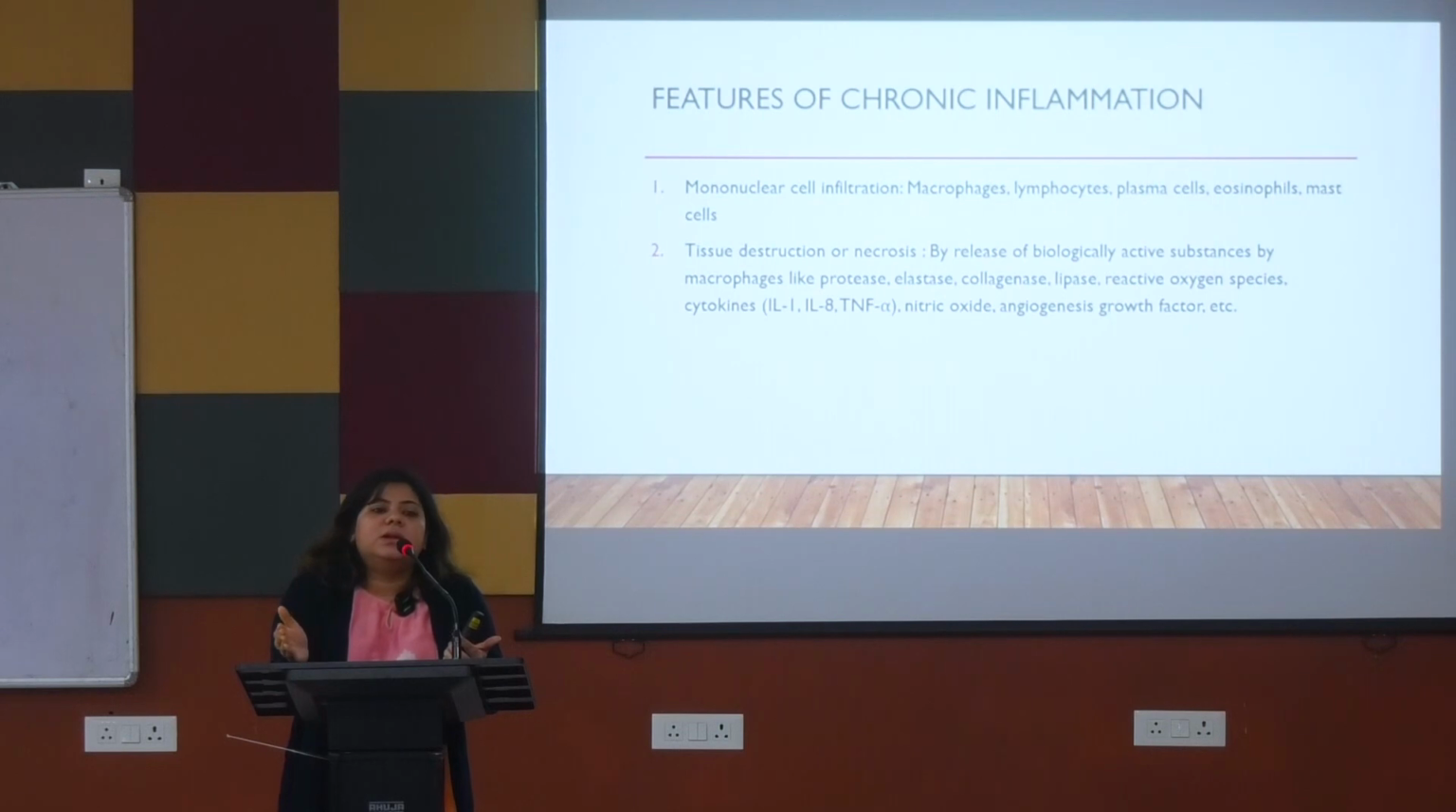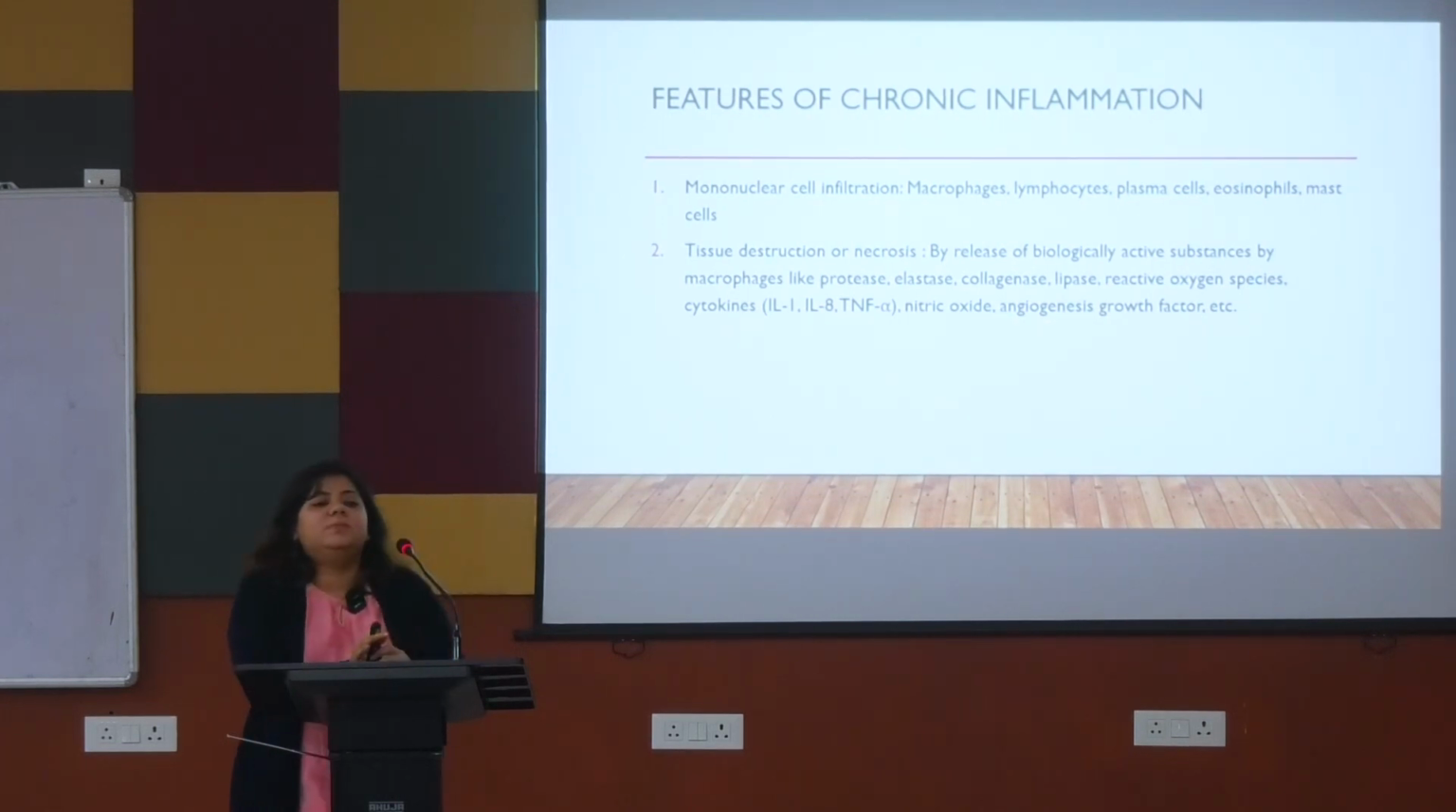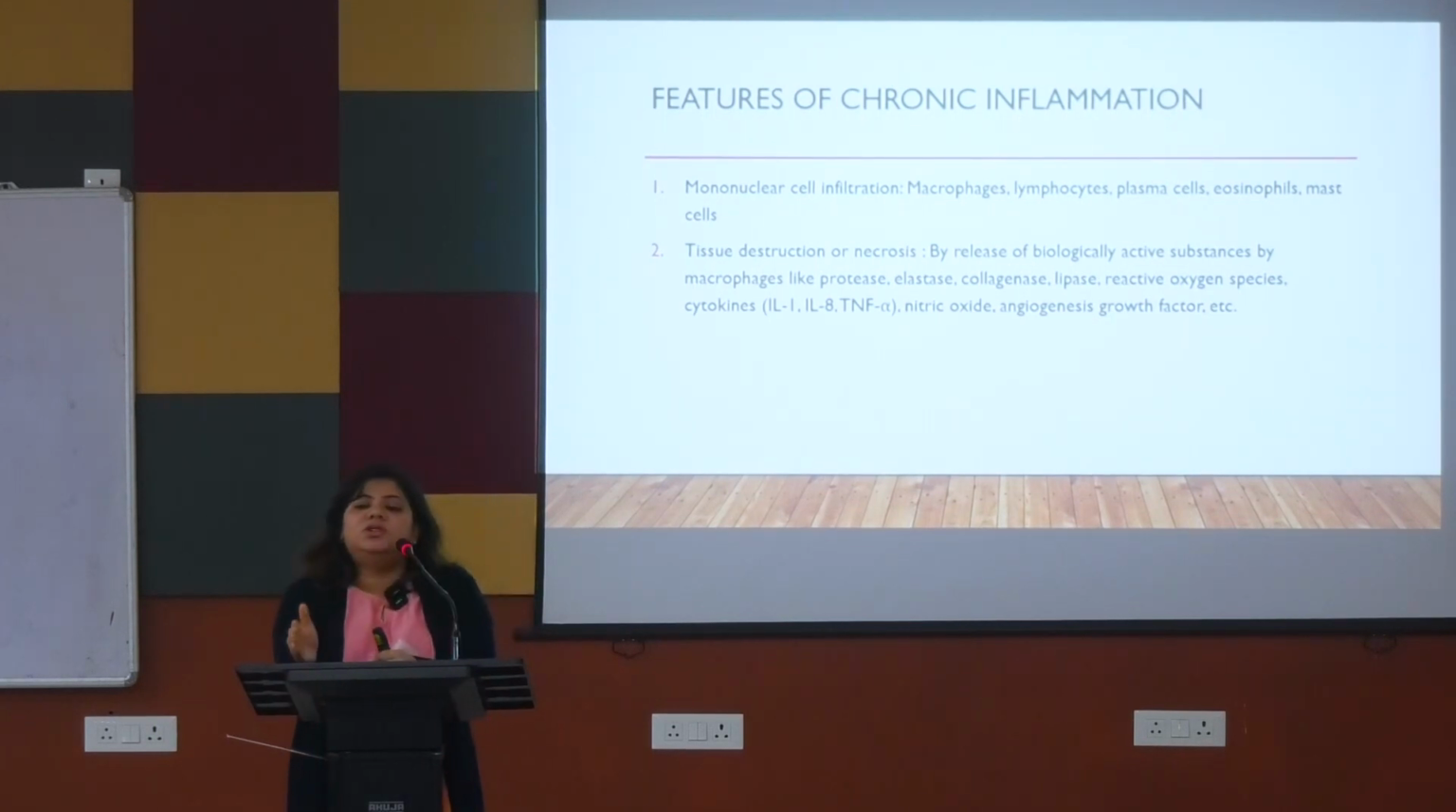They will secrete these interleukins and chemotactic factors like protease, elastase, collagenase, lipase, reactive oxygen species, cytokines, nitric oxide, angiogenesis growth factor. And because of these biologically active substances, there will be tissue destruction. Tissue destruction will cause necrosis. There will also be hypoxia. So in a region of chronic inflammation, there we can find tissue necrosis, tissue destruction, and mononuclear cell infiltration.